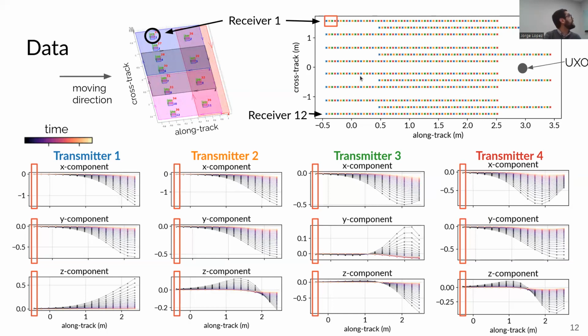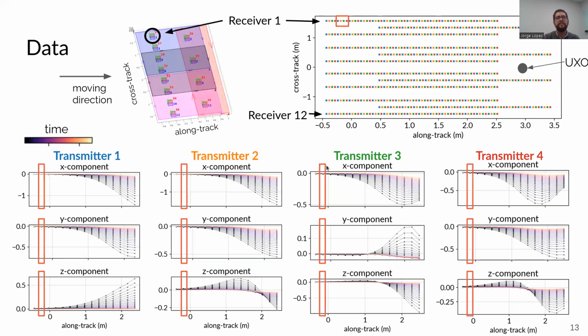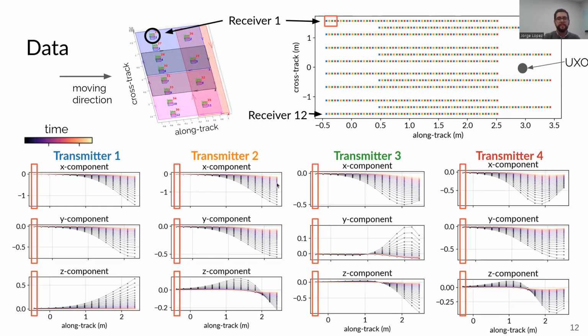So here on the right, I'm just showing a small box where each of the transmitters is firing, and the recording at the lower part of the image is from one of the first receivers that I'm showing at the top. And I'm showing a fixed spatial window here at the bottom. So it's around 3 meters.